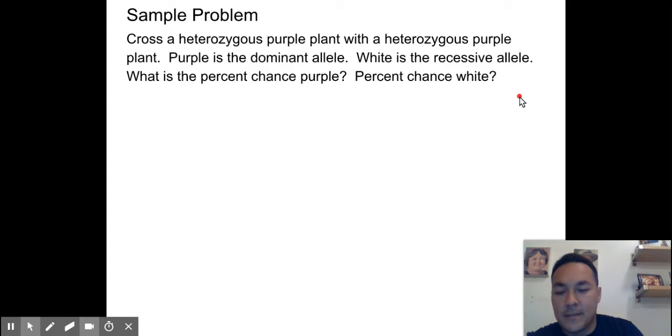Okay, that has been a lot of me talking. I should have put some more checks for understanding in there. So see if you can understand this. Can you do this problem? Cross a heterozygous purple plant with a heterozygous purple plant. Purple is the dominant allele. White is a recessive allele. What is the percent chance that the plant would be purple? What is the percent chance that it would be white?